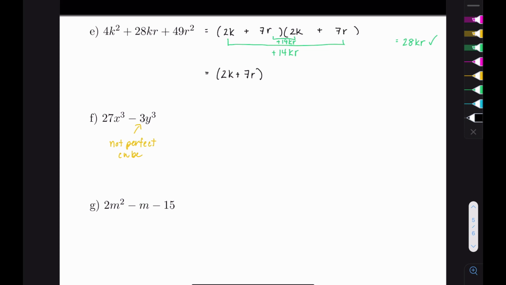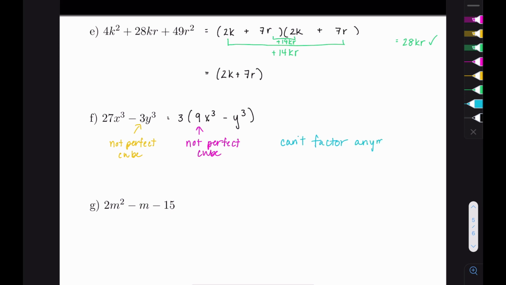And so luckily, both of them are divisible by 3. We can take that out. That will leave us with 9x cubed minus y cubed. So now going on from here, this piece is good, but now the 9 is not a perfect cube either. So unfortunately, we're not going to be able to use our perfect cube formula. So at this point, we really can't factor anymore. Because that perfect cube formula only applies when that number out front is also a perfect cube.